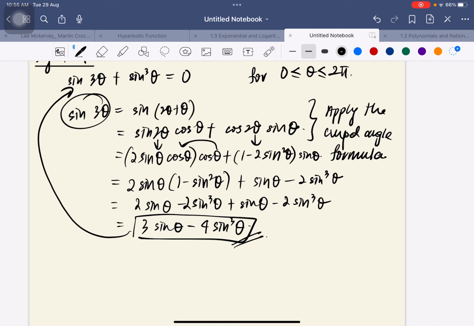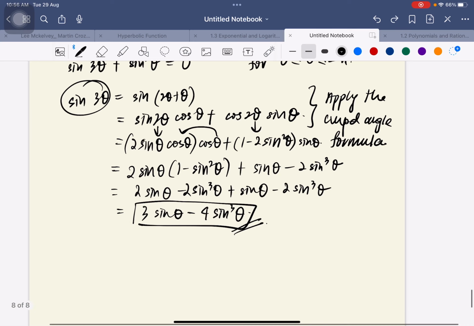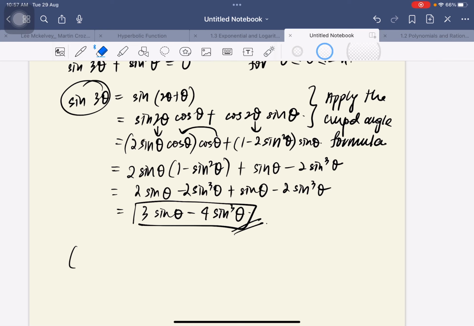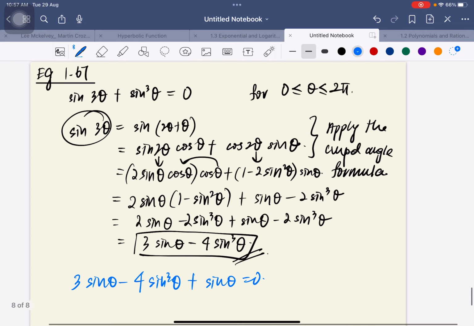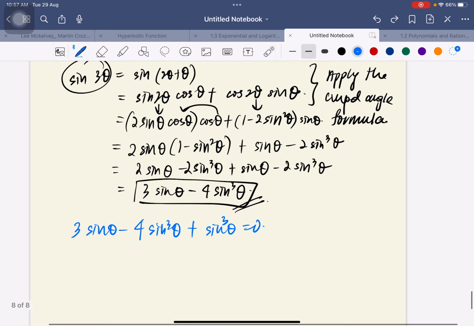and I'm going to apply it here. I'm going to substitute there. So sin 3 theta is, okay, just use a different color, 3 sin theta minus 4 sin cube theta plus sin cube theta equals 0. Sorry, it's sin cube theta. Okay, sin cube theta. So minus 4 plus 1 gives us minus 3 sin cube theta.